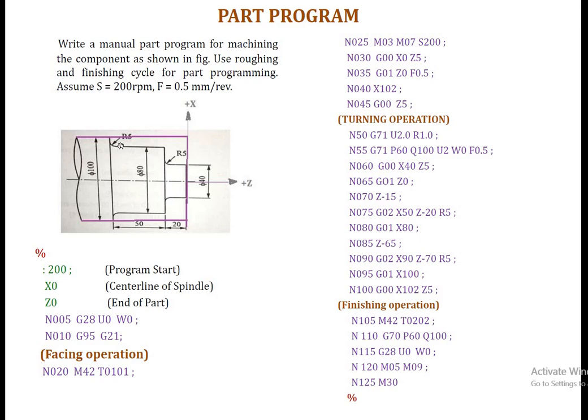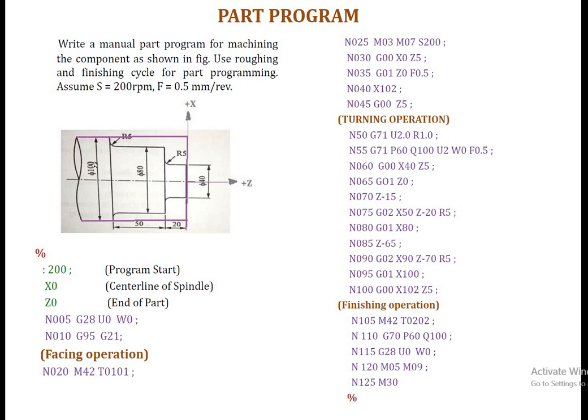After this block, the tool reaches this position. Again, there is a clockwise interpolation, so we have to use the same code here, G02 X90. At this point, X90, Z minus 70. So this is 50 plus 20, that is the 70 distance. It reaches this position, that is Z minus 70 R5. The radius is 5, and now it reaches this position.